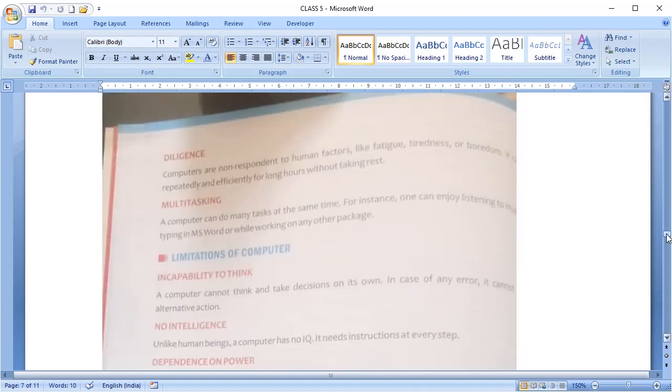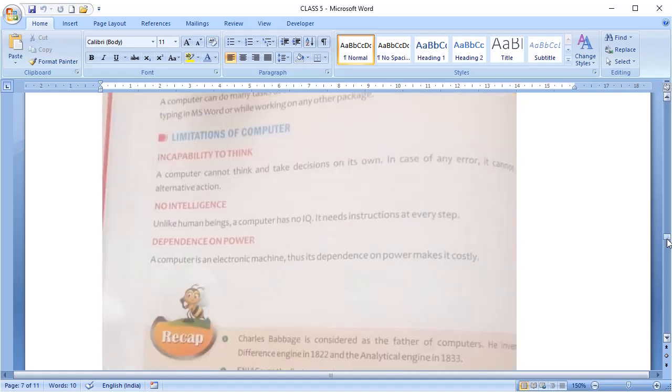Then comes diligence, meaning a computer is non-responsive to human factors, like a computer doesn't get fatigued or tired or bored. It can do any task repeatedly for a longer time without taking any rest. It means it doesn't get tired doing any task even if it works for hours. Multitasking means a computer can do various tasks at a single time. The very basic example is that we can listen to music while we copy a movie into a system from any other device.